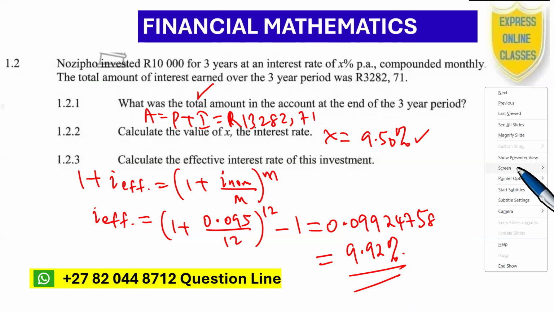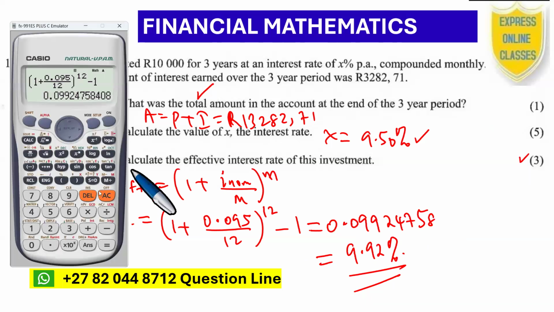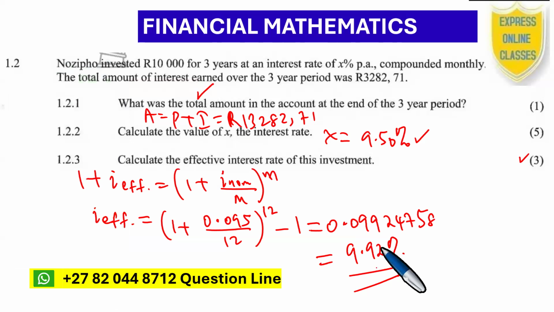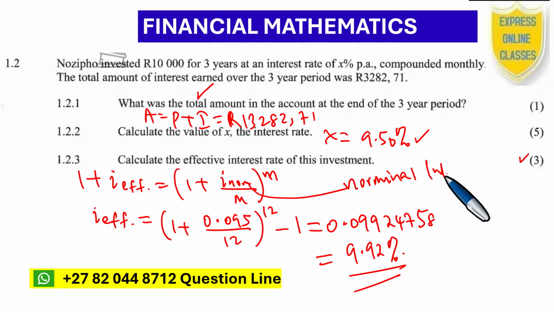I want to actually demonstrate with the calculator how this can be done. We multiply the answer by 100, and what we achieve is 9.92%. And this is the effective interest rate, because the 0.095 is something we call the nominal interest rate.